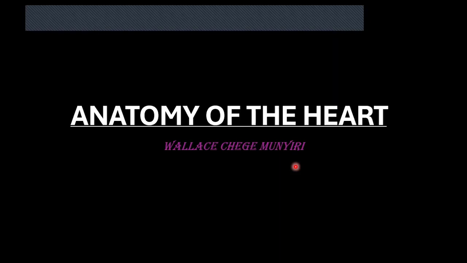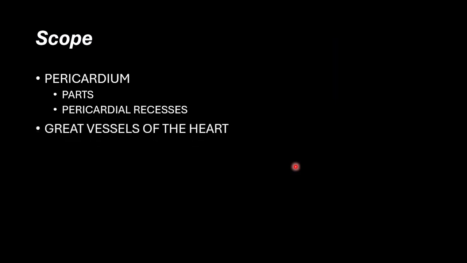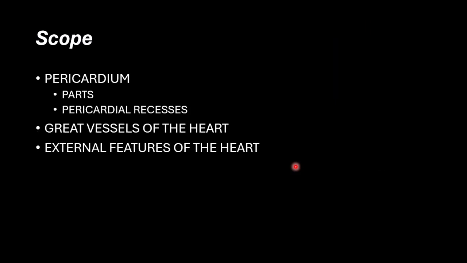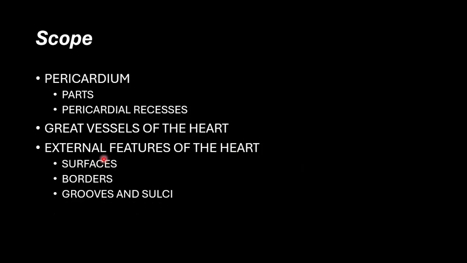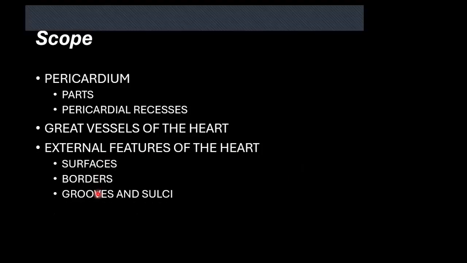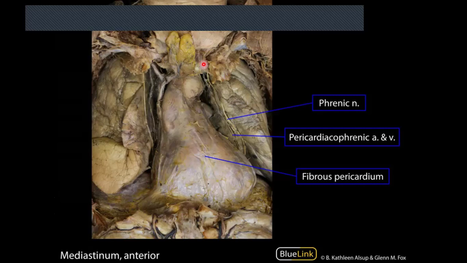So, what will be the scope of this lecture? We discuss the pericardium, and under the pericardium, we discuss the parts of this pericardium, and then the pericardial recesses, and then the great vessels of the heart. And then for that, we look at the external features of the heart. At the external features, we discuss surfaces, borders, and the sulci. Okay, so let's start that.